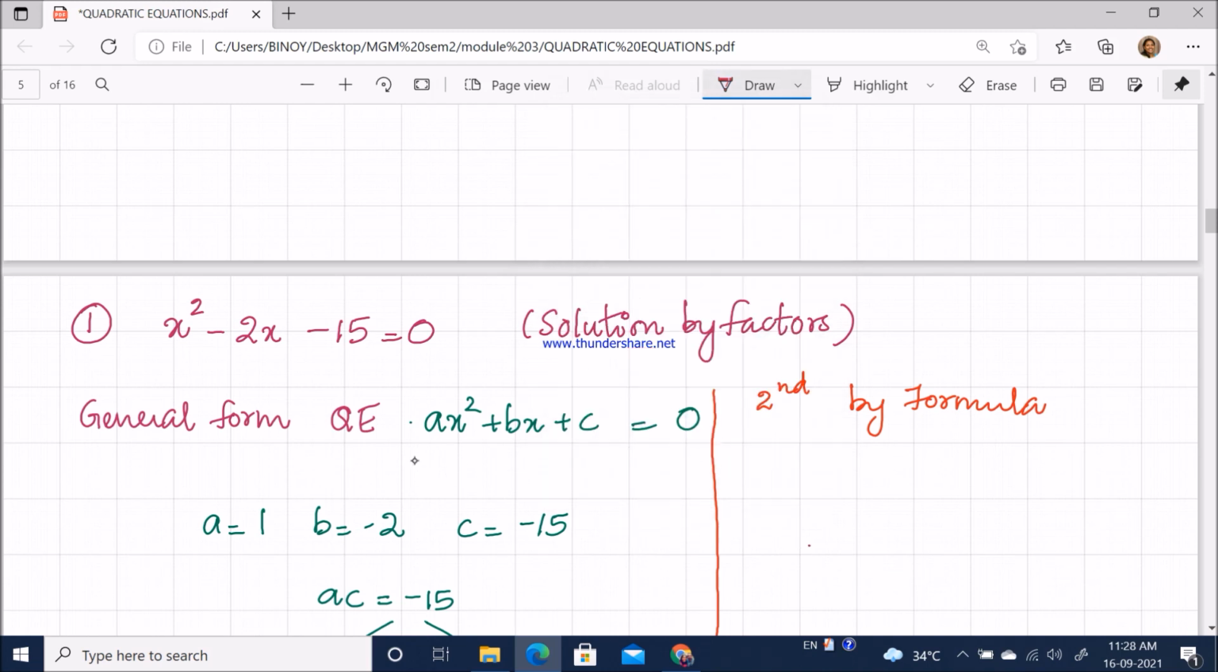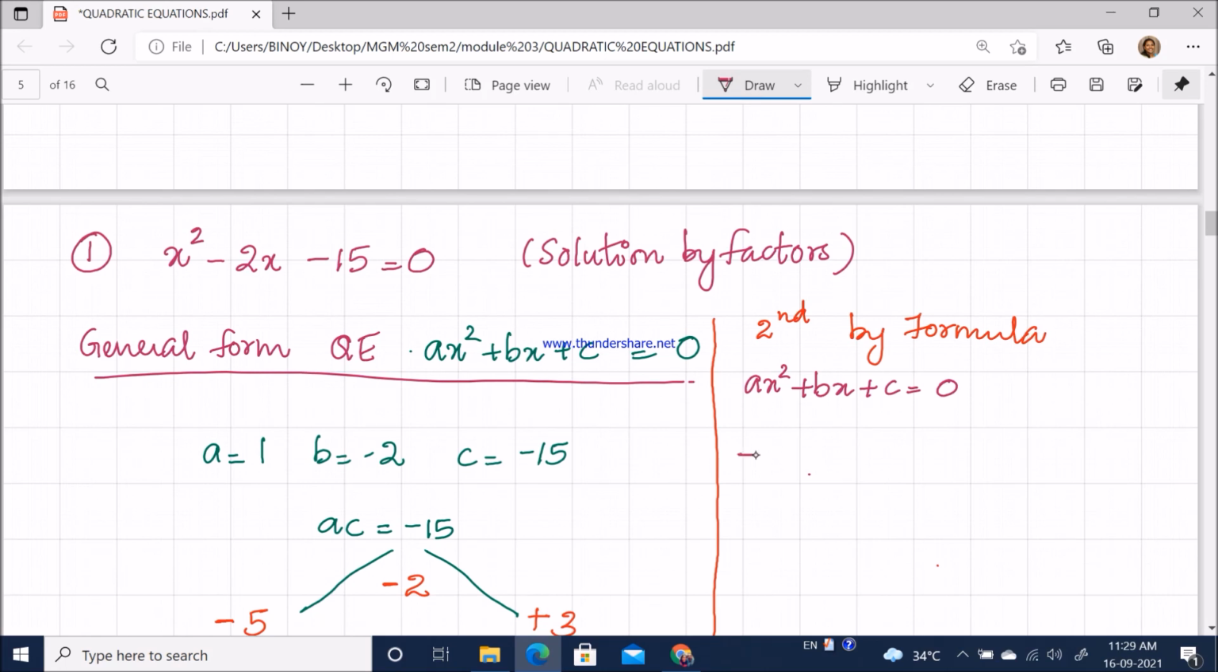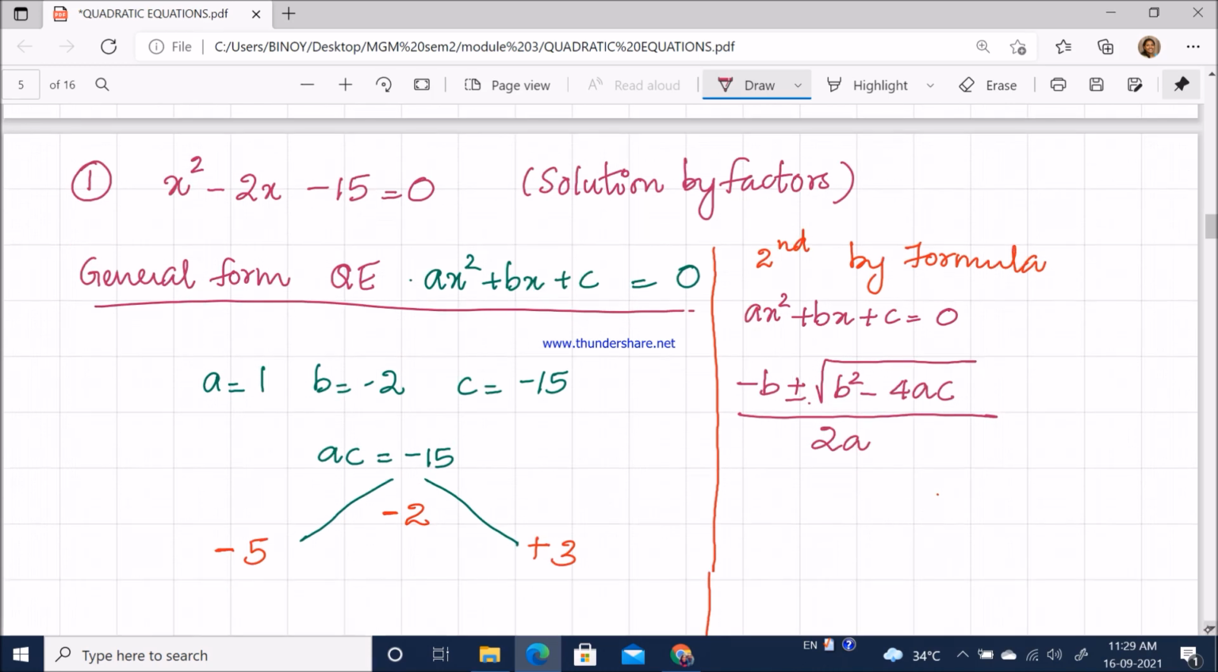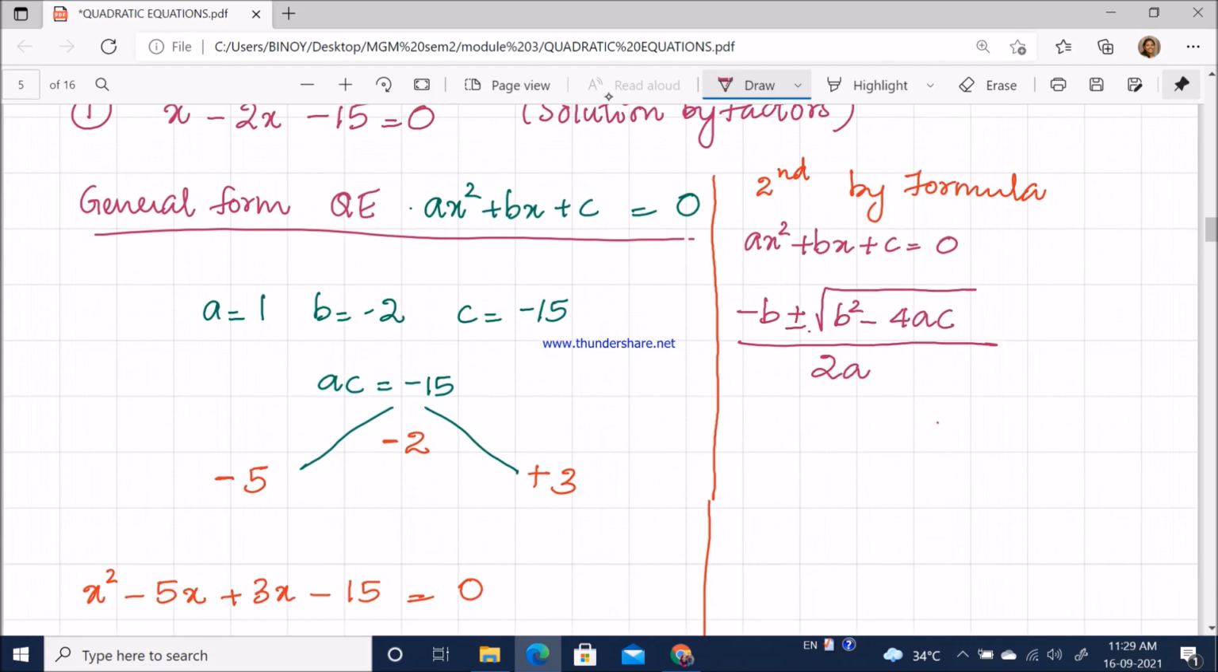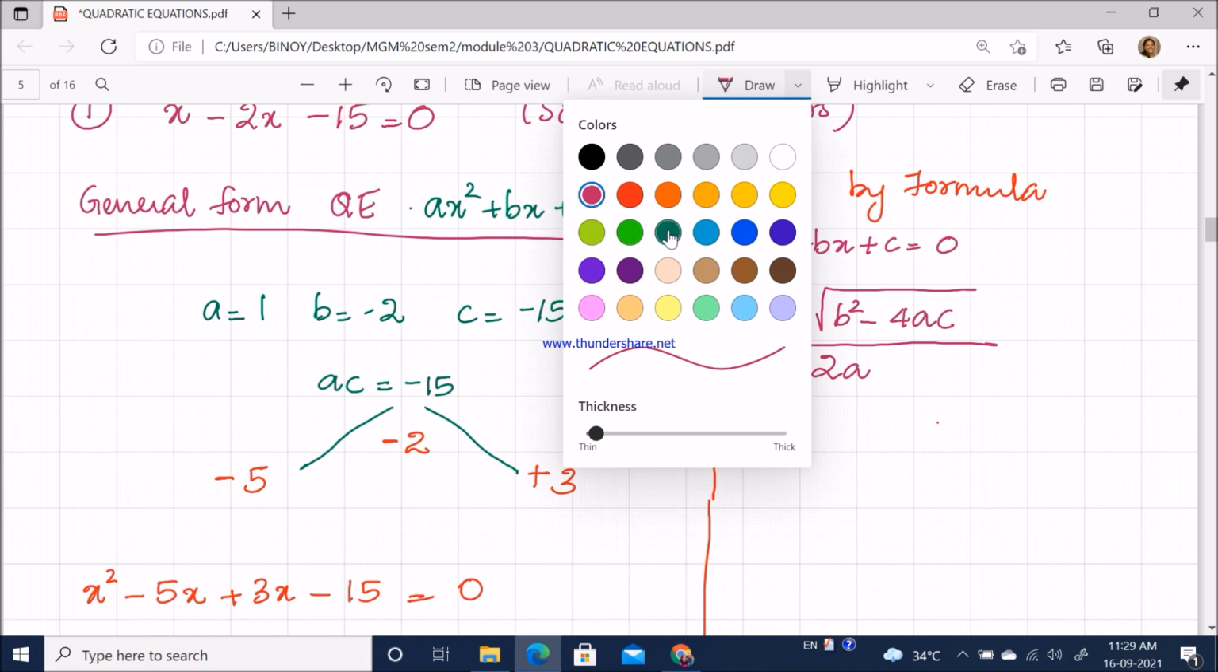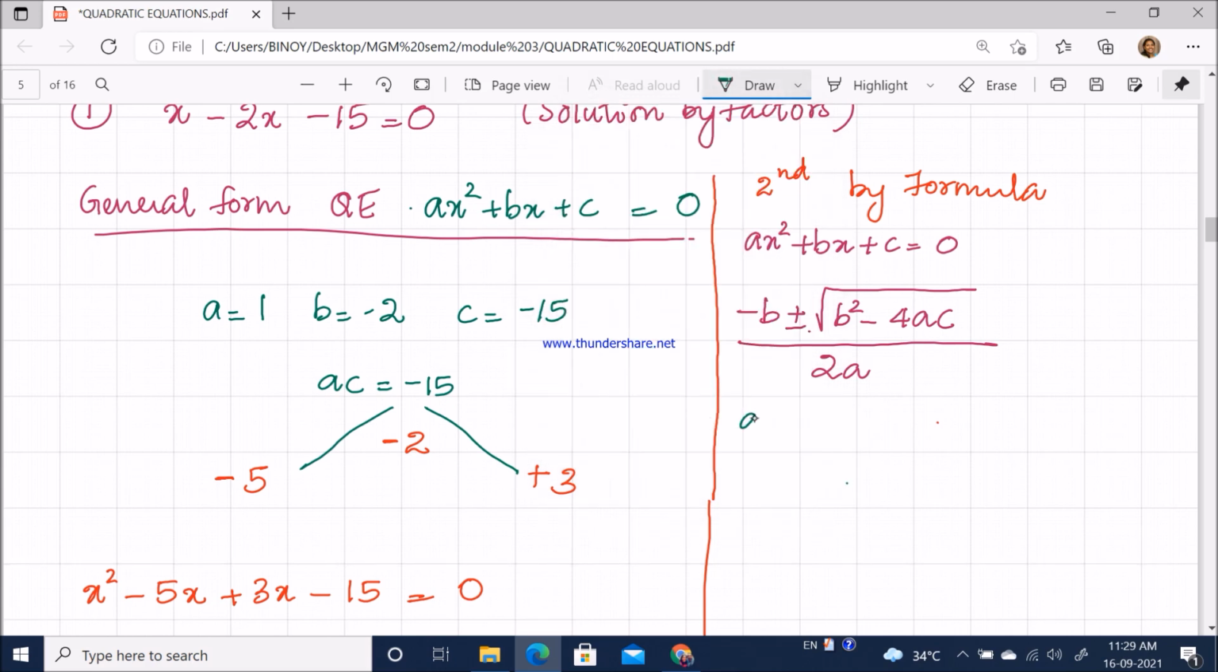So the general formula is, if the quadratic equation is of the form ax square plus bx plus c equal to 0, then x equals minus b plus or minus root of b square minus 4ac by 2a. This is the formula. So now we are going to substitute in this particular value, and we got the value of a as 1, b as minus 2 and c as minus 15.